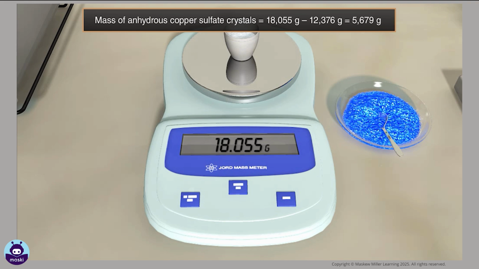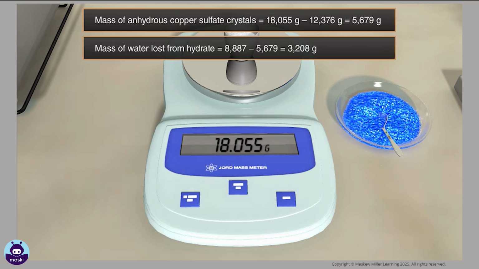The difference in mass between the blue copper sulfate and the anhydrous copper sulfate gives the mass of the water lost from the hydrate being heated. Mass of water lost from hydrate equals 8.887 minus 5.679 equals 3.208 gram.